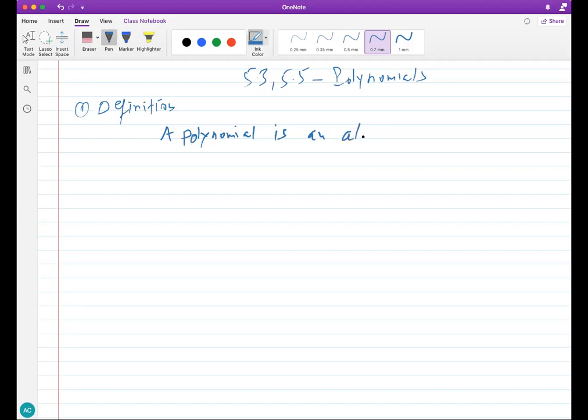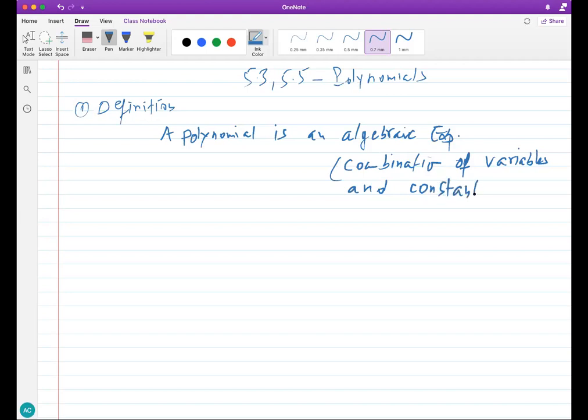As you know, an algebraic expression means a combination of numbers and letters. A combination of variables and numbers. Numbers are also called constants. That's what an algebraic expression is.